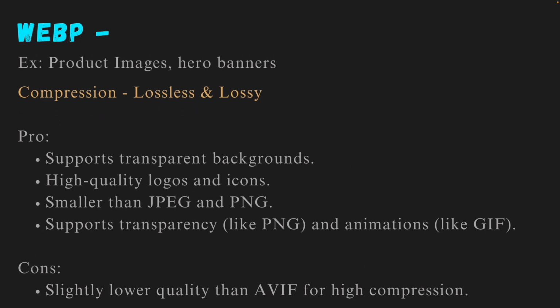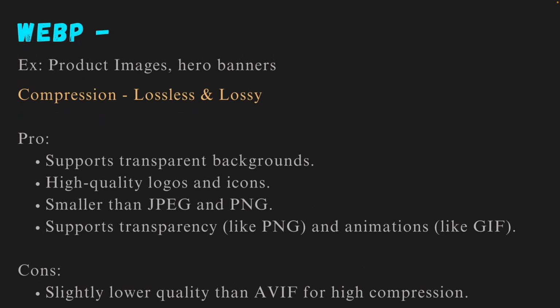Then we have the WebP, web picture format. WebPs are best for modern web images with small size, and its compressions are both lossy or lossless. These are smaller than JPEG and PNG, and they also support transparency like PNG and even animation like GIFs. And you will be using a WebP when you have product images or hero banners. WebPs also have lower quality than AVIF for high compression.